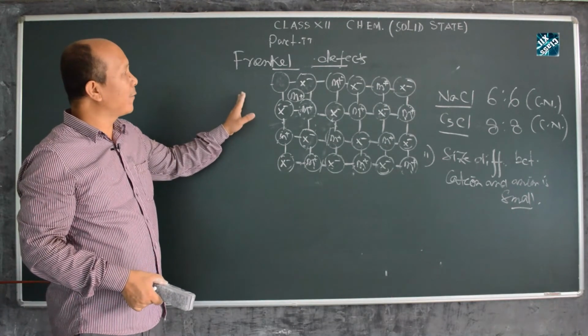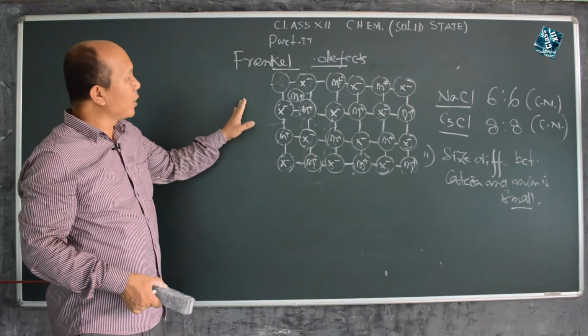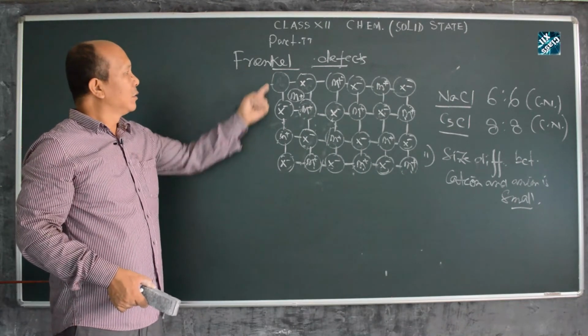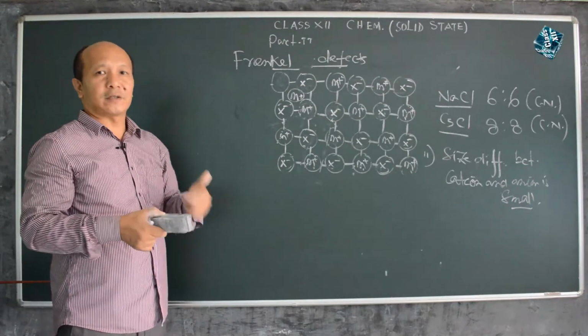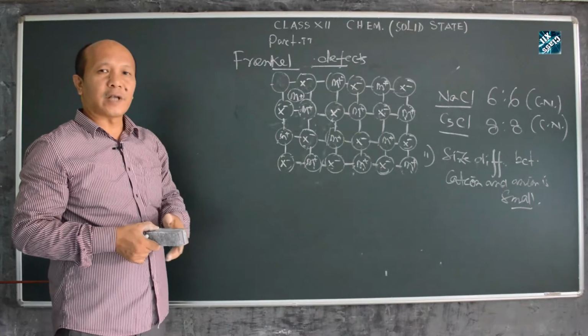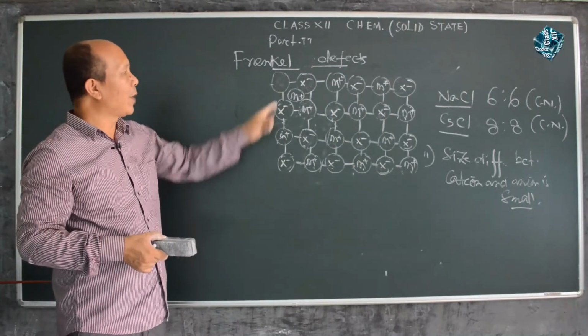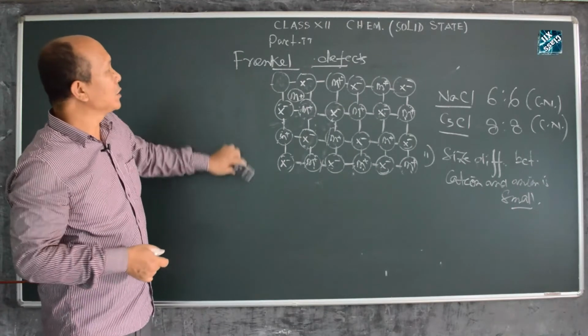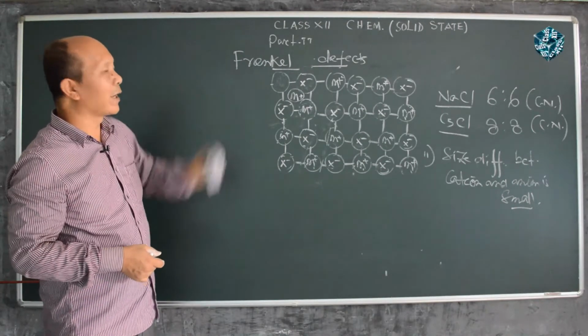The Frenkel defect is also known as a dislocation defect. That means cations are dislocated from their normal lattice position or site into the interstitial site. The cation occupies an interstitial site. Such a type of defect is simply called a Frenkel defect.